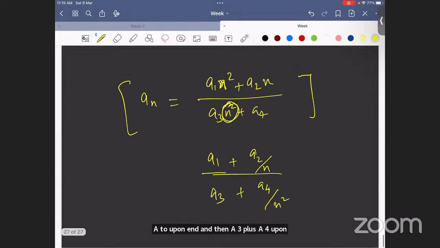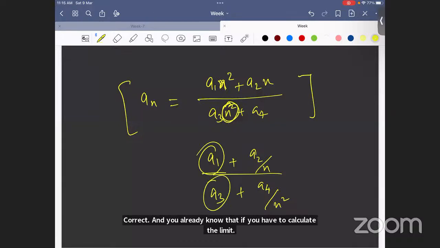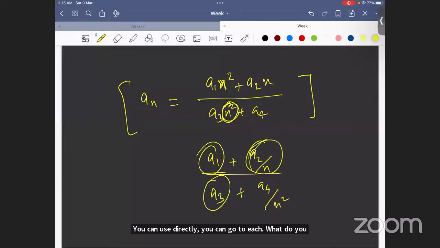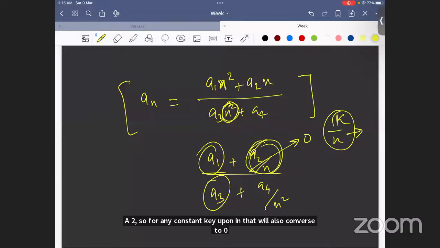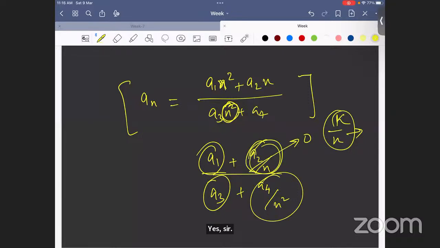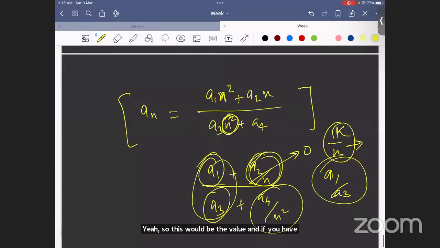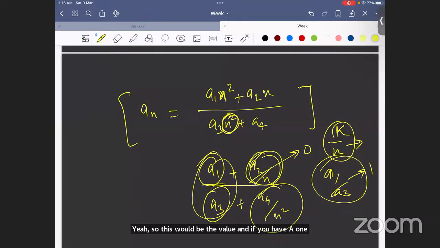And you already know that if you have to calculate the limit, you can go to each sequence. This a2 upon n, we already know that 1 upon n directly converges to 0, right? So for any constant k upon n, that will also converge to 0, correct? If the function is an, then yes. And this also will converge to 0, right? So you are left with a1 upon a3 itself, correct? So this should be the value, and if a1 and a3 are both the same, then it will converge to 1.